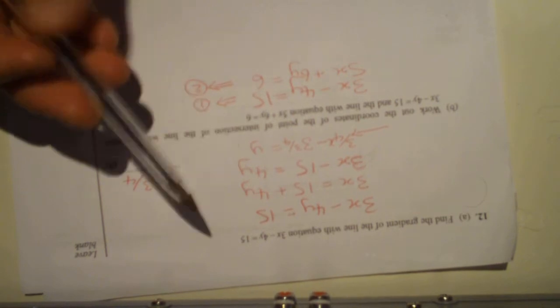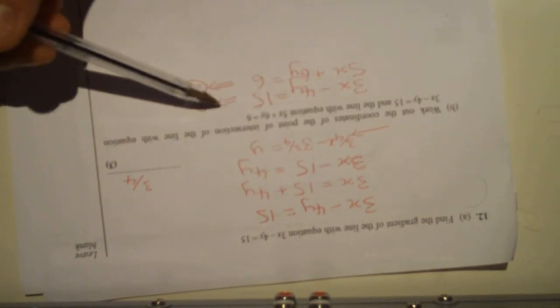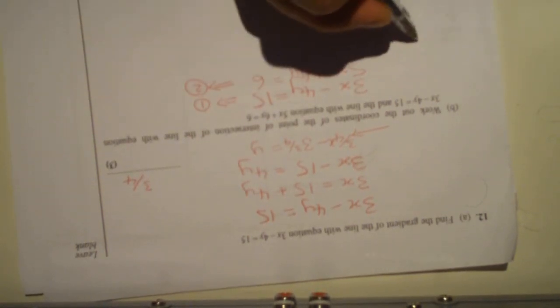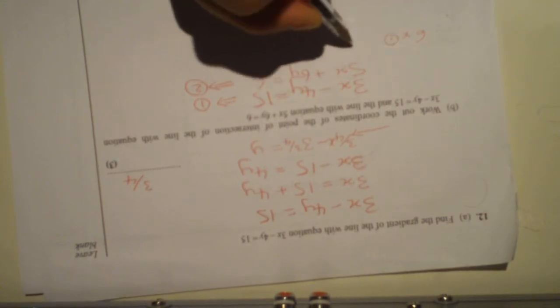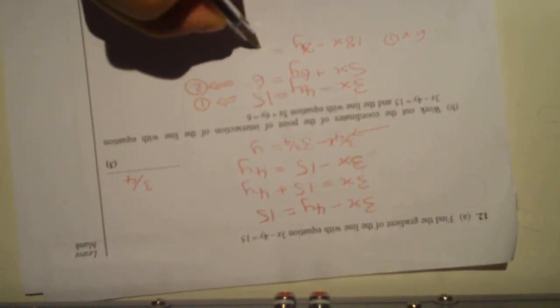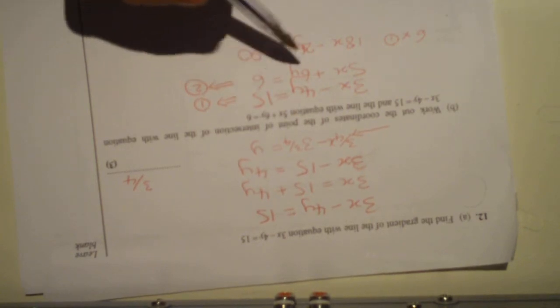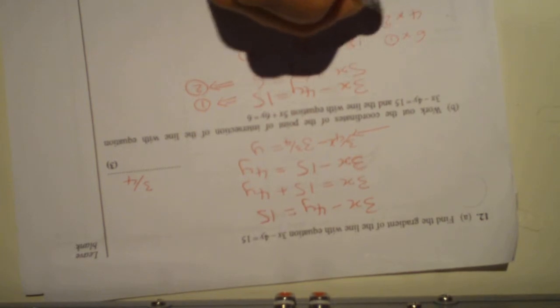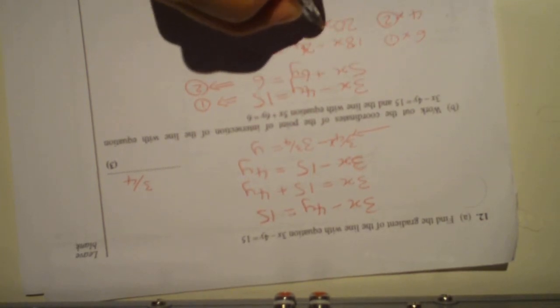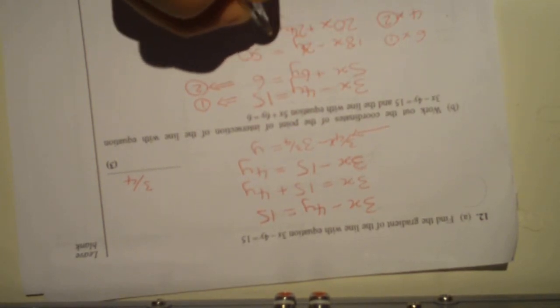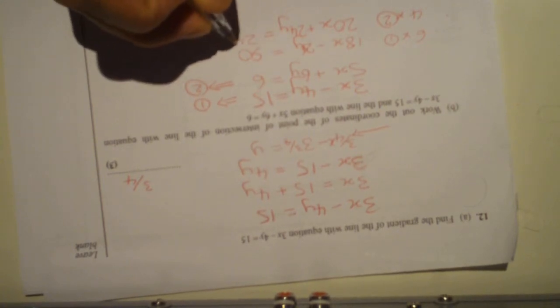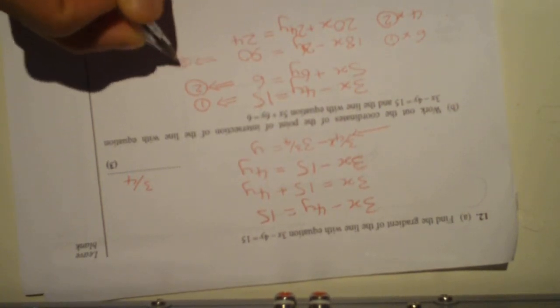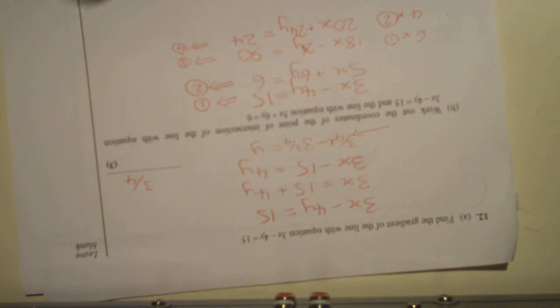Now we know that 3x minus 4y equals 15. If we multiply that by 6, then 18x minus 24y is going to equal 90. To match up with the 24s, I'm going to multiply this by 4. So 4 lots of the second one gives us 20x plus 24y equals 24. I'll call that equation 3 and equation 4.